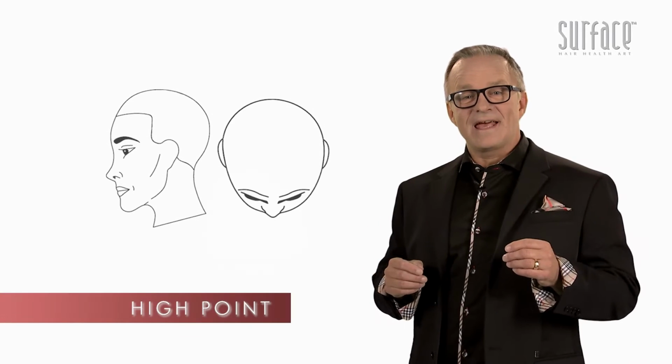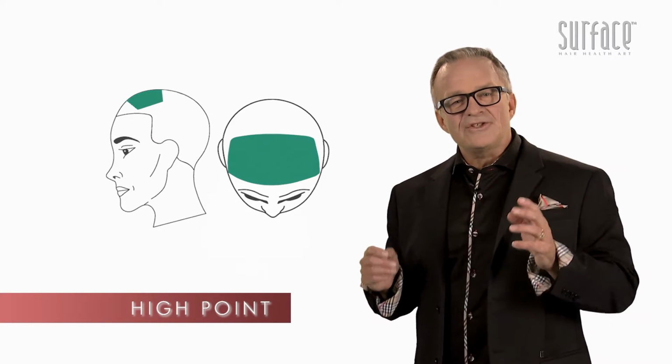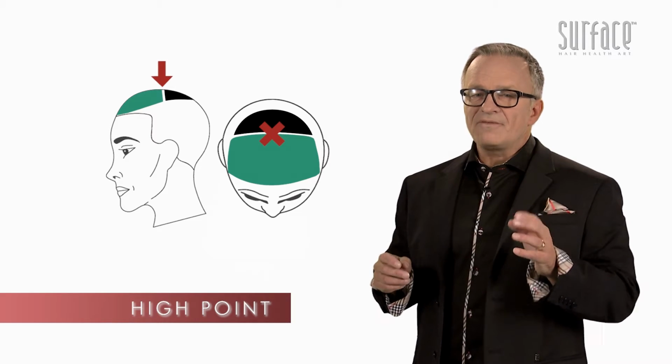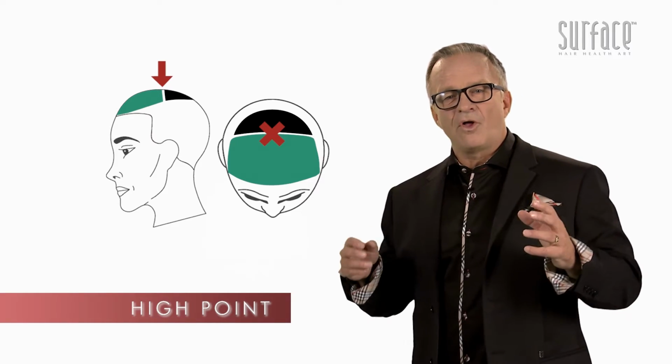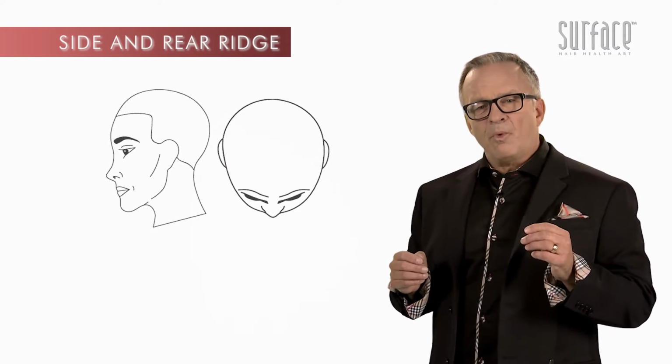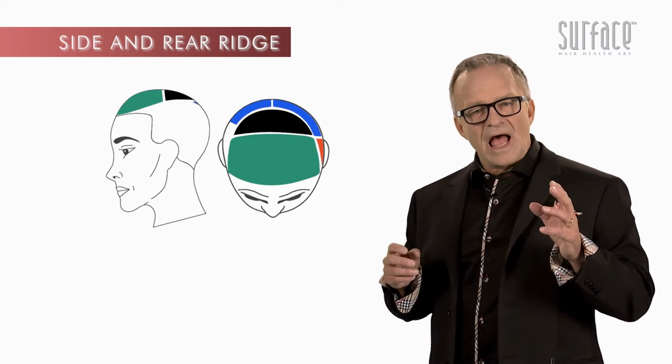The high point of the head is the highest point where the green zone meets the black. Most often, this is the point where the hair in the black zone will be styled for lift and volume and generally moves backward.